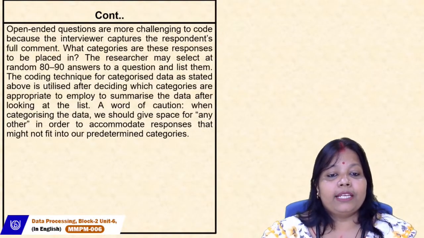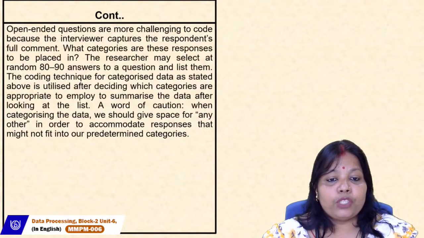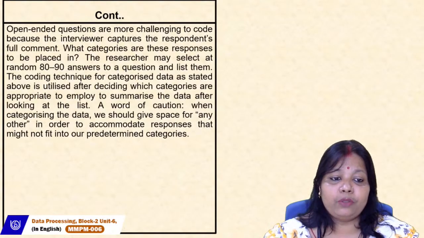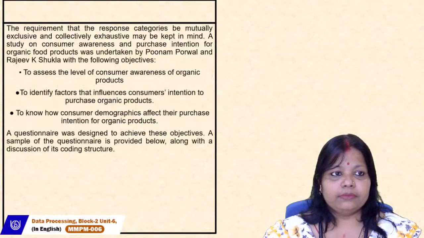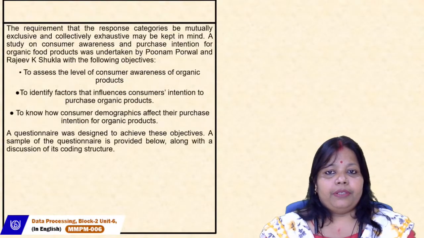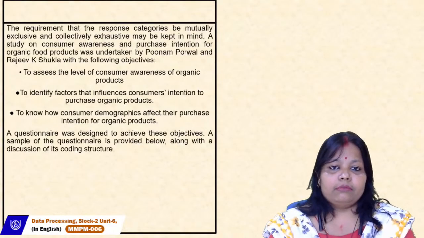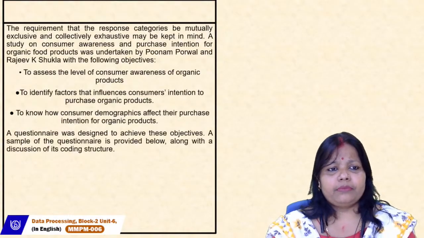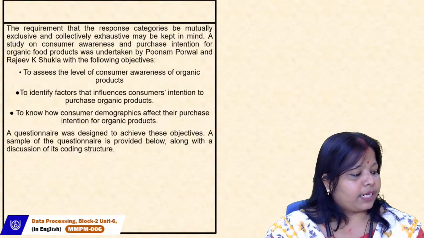So what we will do now, a word of caution: when recategorizing the data, we should give space for any other category, in order to accommodate responses that might not fit into our predetermined categories. If a few things are not fitting our list of responses, then there must be another option, like "other", that a person can use.